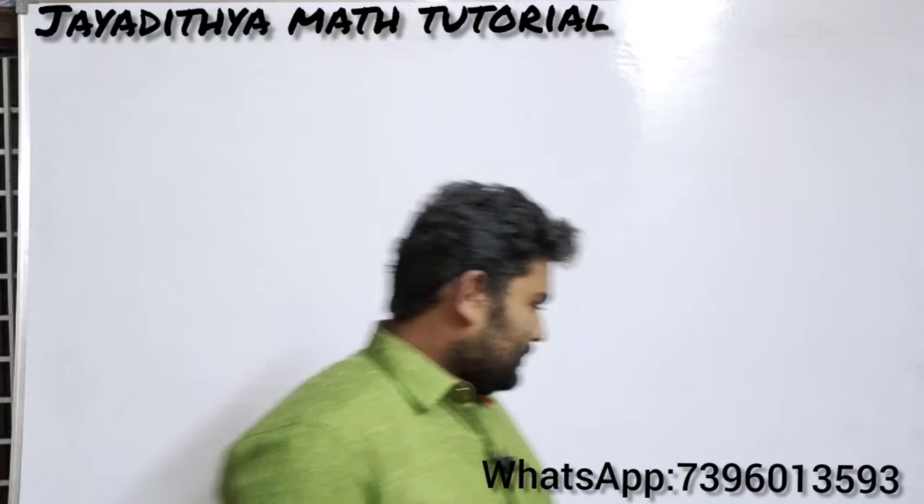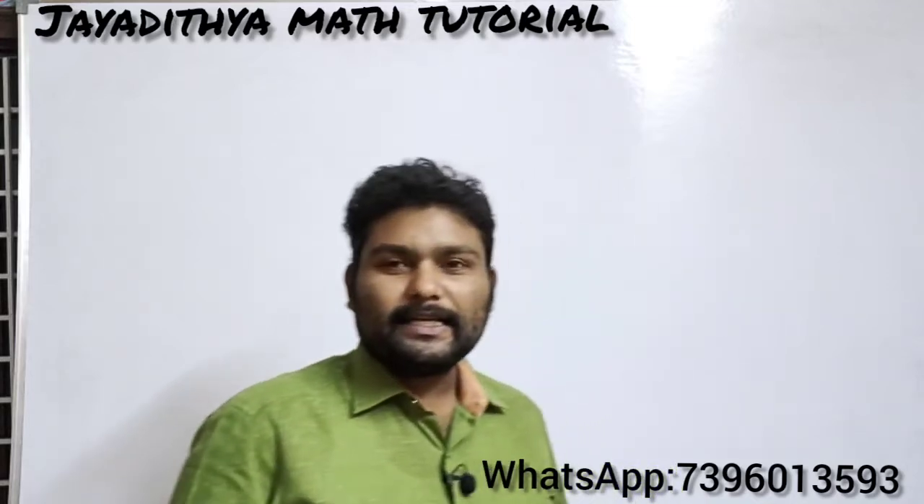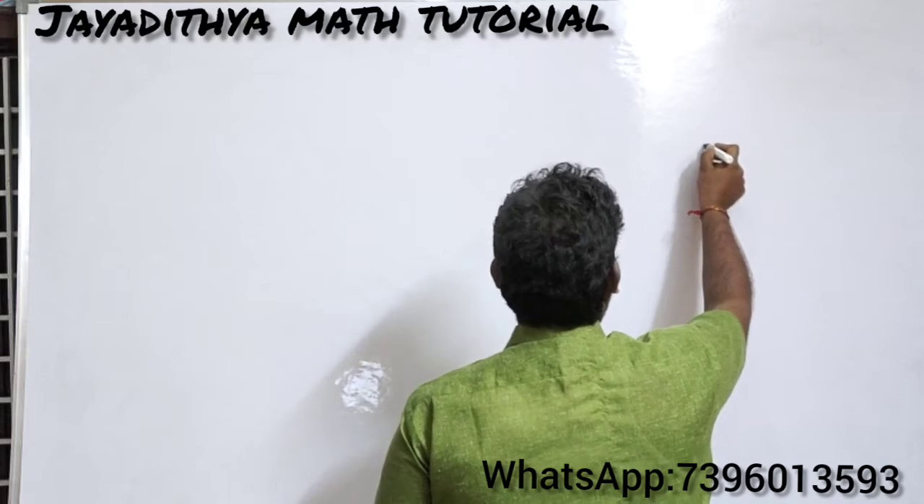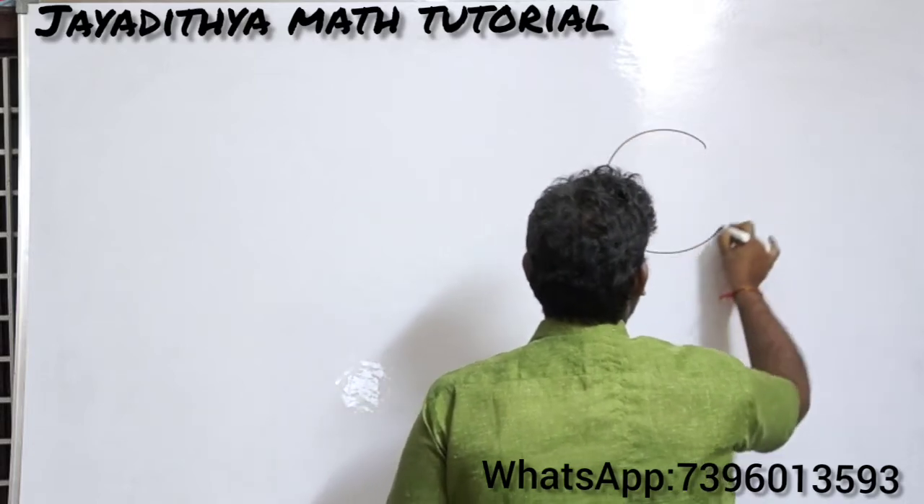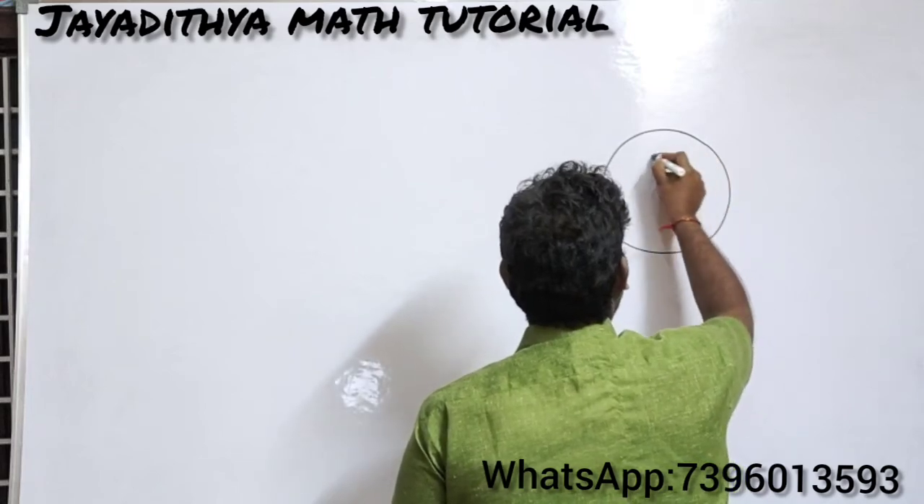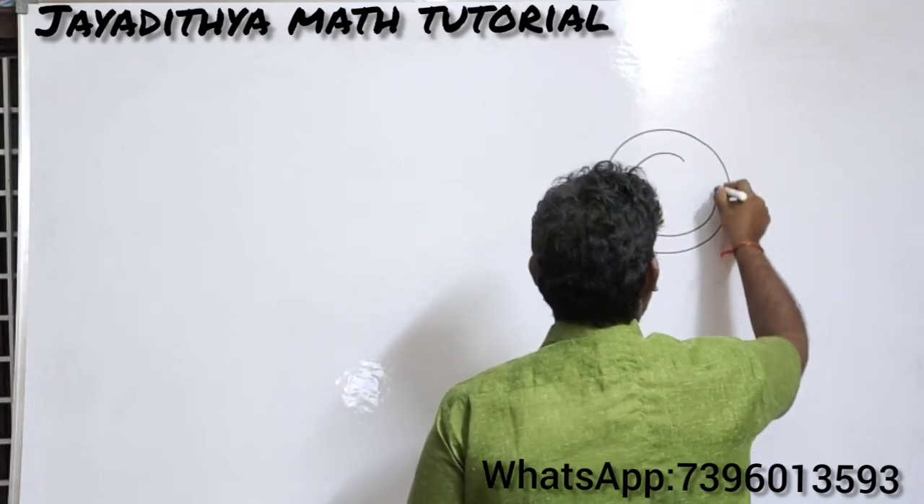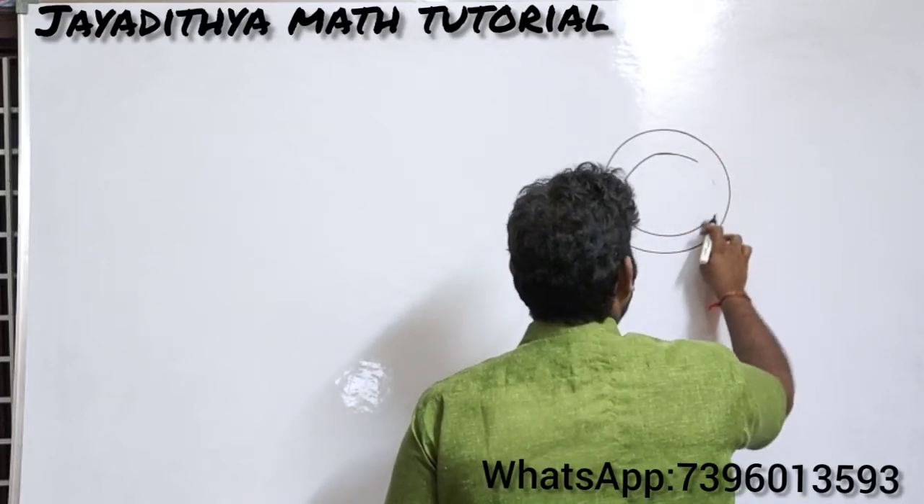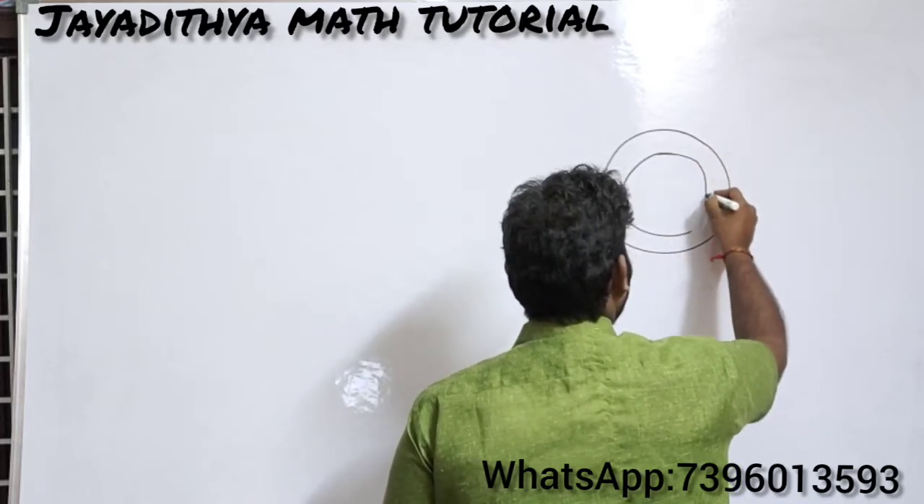Okay. Right, the first question is: two concentric circles of radii 5 centimeters and 3 centimeters. So there are two concentric circles. What do you mean by concentric circles? The circles which have the same center but different radii are known as concentric circles.